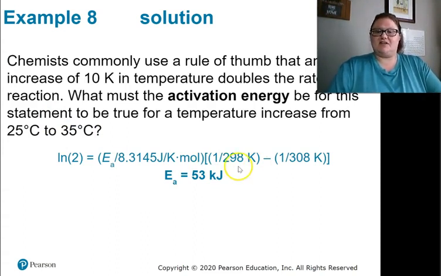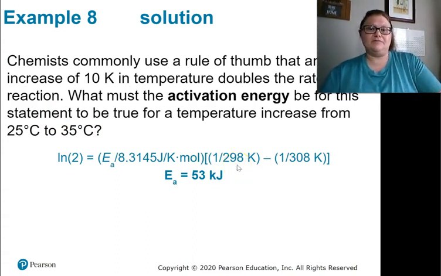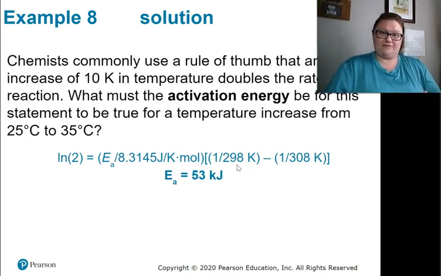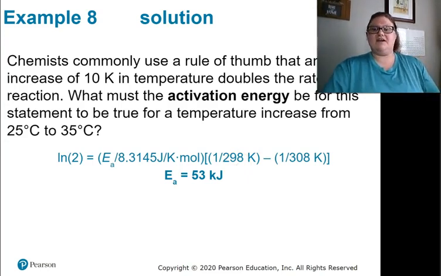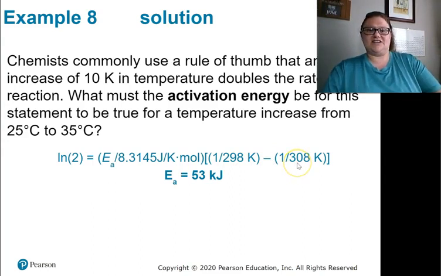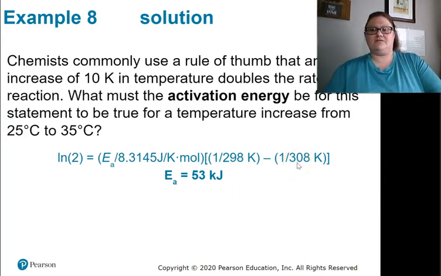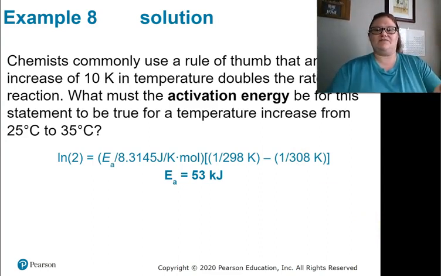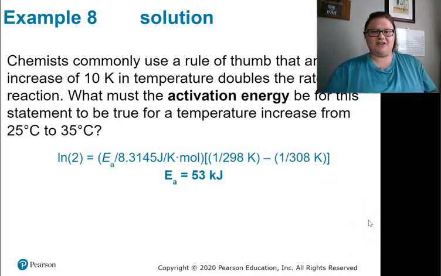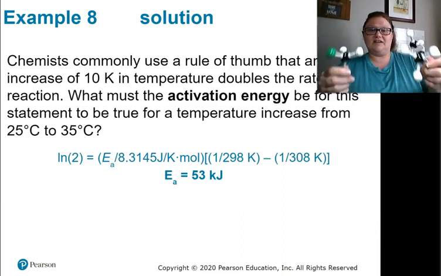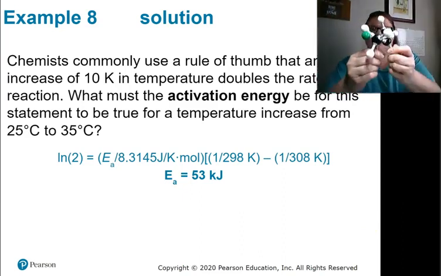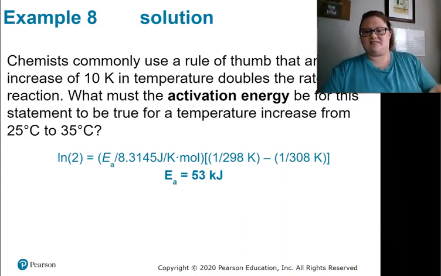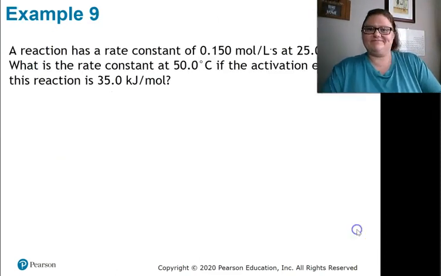So 25 degrees Celsius comes out to be 298 Kelvin. That is our first temperature. Remember, T1 is first. And then we're going to subtract the T2, which would be 35 degrees converted into 308 K. And when we algebraically solve this, we get 53 kilojoules for the activation energy. So that tells us for this reaction that they're talking about, we need 53 kilojoules of energy for those reactions to hit and produce a reaction.